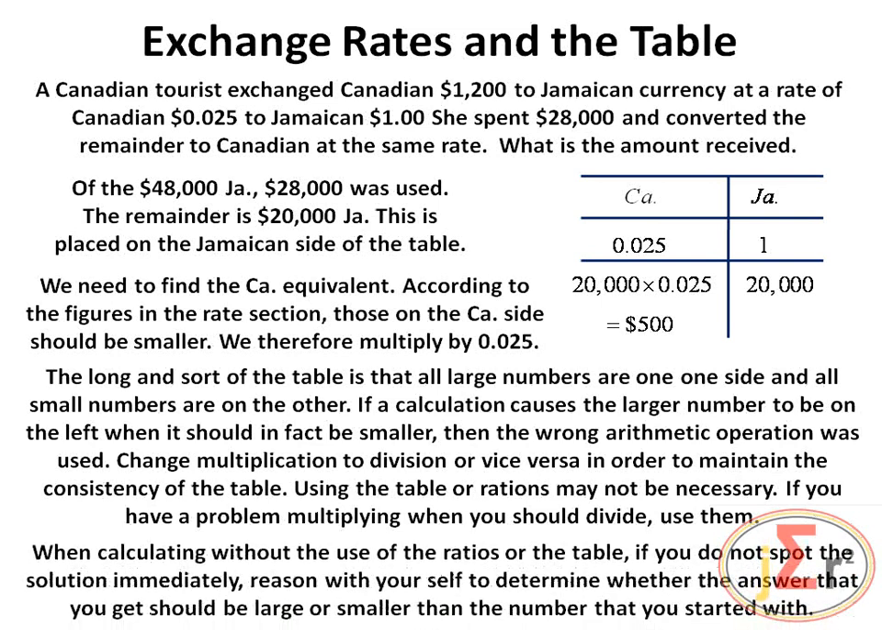When calculating without the use of ratios or table, if you do not spot the solution immediately, reason with yourself to determine whether the answer that you get should be a larger or smaller number than the one that you started with. So that is a way to figure out whether to multiply or divide. Say you are converting to Jamaican and it is US 1 to Jamaican 64. When you convert to Jamaican, you should get a larger number in Jamaican currency than you are getting in the US currency. So you can use those rules of thumb in order to determine whether to multiply or divide.